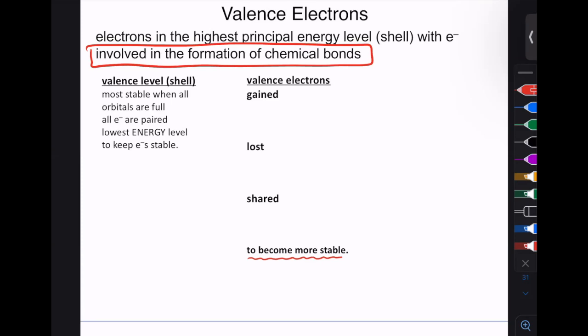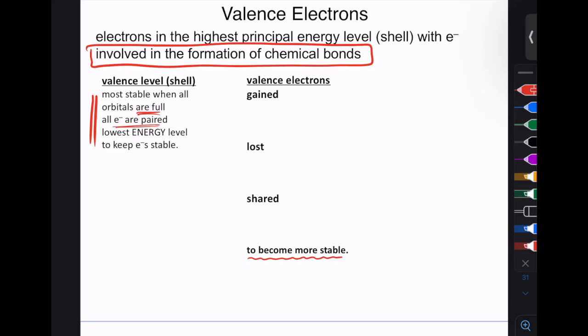Now, we're also going to find that the electrons overall are going to be most stable when the valence shell, or the valence level, is full. The valence shell, the valence level, is, again, the highest principal energy level that has electrons in it. Things are most stable when it's full. And when it's full, that means that all of the electrons are going to be paired. That's going to specify the lowest energy level necessary to keep all of those electrons stable, the way that we've drawn them out.